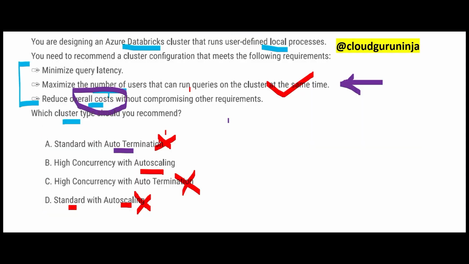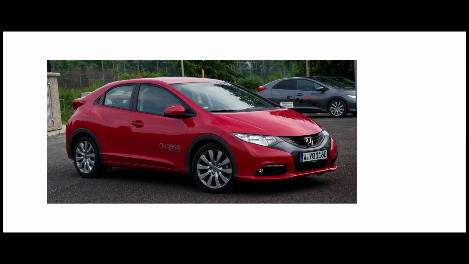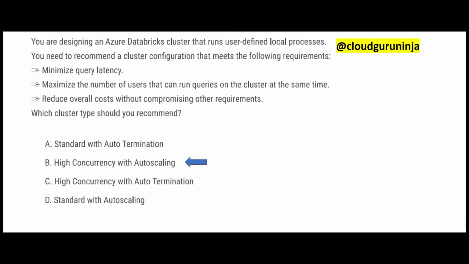It should not finish. That is why we need something like high concurrency. What high concurrency will do, it will help you with minimizing the query latency. This portion, it will help you with this portion. Now somebody might say, hey boss, but it will increase the overall cost and you are asking us to reduce the overall cost. Yes boss, we are supposed to reduce the overall cost without compromising the other requirements. And that is how your food is always served, and this will exactly meet our requirement. This is our final answer.